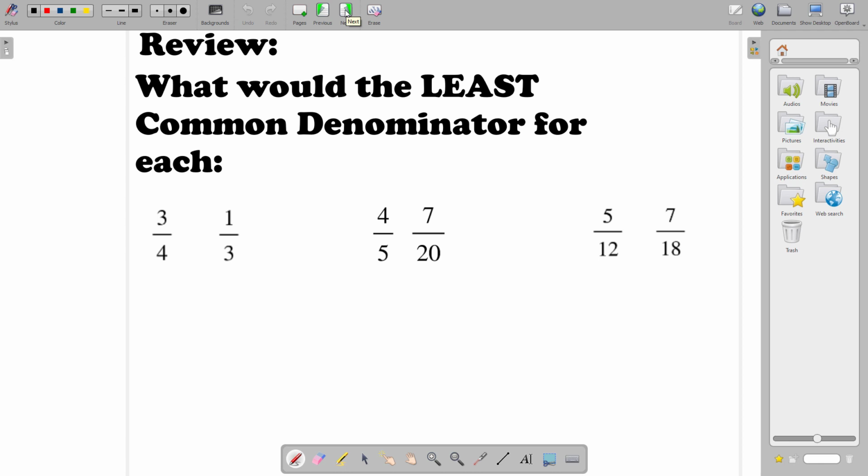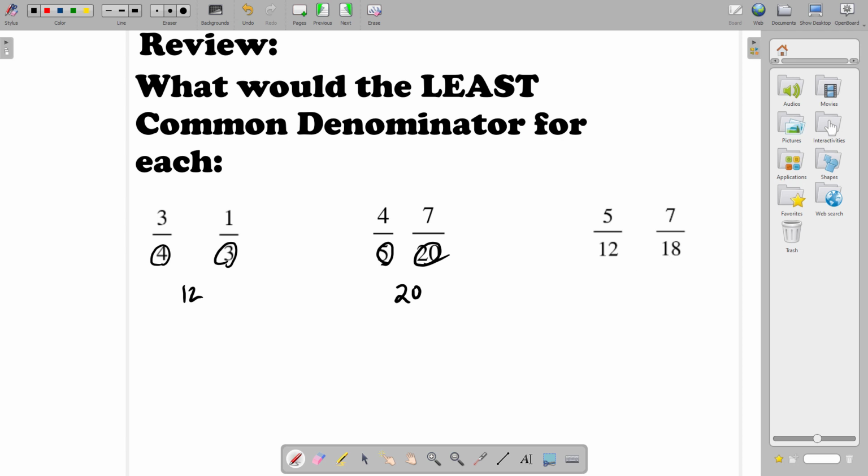So let's do a little bit of review. We want to know what the least common denominator would be for each of these. So we know that the smallest number that both 4 and 3 will go into is 12. So our least common denominator is 12. In this example, our least common denominator is 20, because the smallest number that both 5 and 20 will go into is 20 itself.